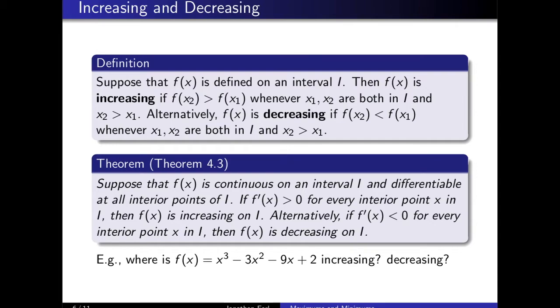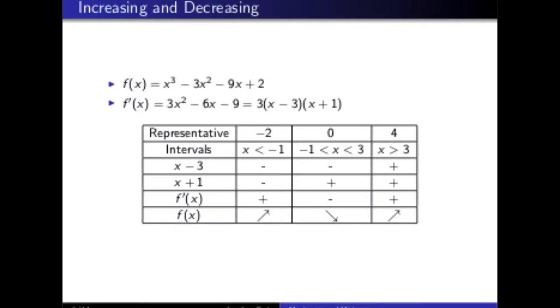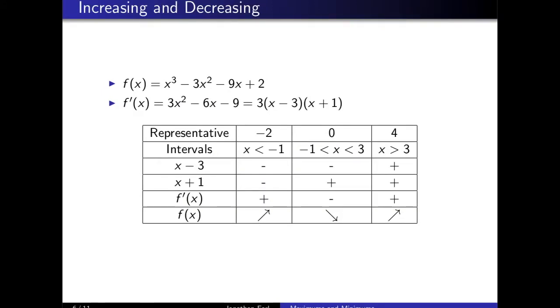So we'll go back to x cubed minus 3x squared minus 9x plus 2 and ask where that function is increasing and decreasing. Again, we'll factor our derivative as 3 times (x minus 3) times (x plus 1). And then we're going to make a table. I'll try and explain everything that's going on here.